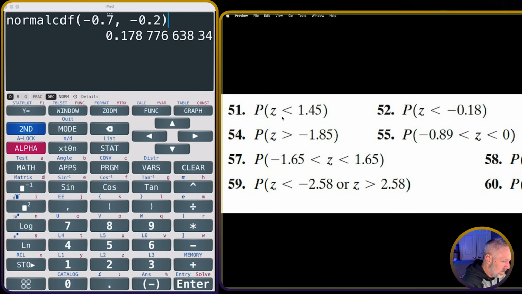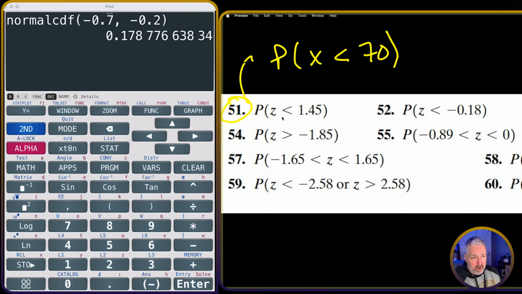is that, let me switch here, is that these particular ones, like let's look at 51 here. 51 is talking about the probability that the z-score is less than 1.45. What we had before was that the probability was that x was less than 70. There's no numeric transformation from to here, so I don't know what the exact numbers are. And we took that 70, transformed it into a z-score, and then we were looking at the probability that z was less than 1.45.